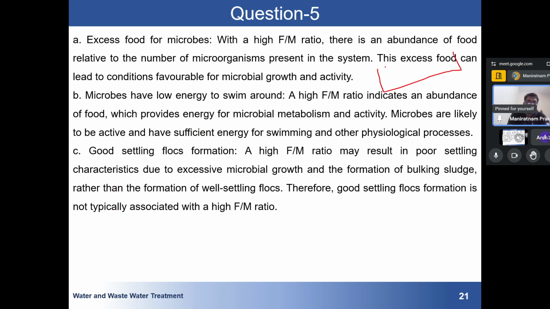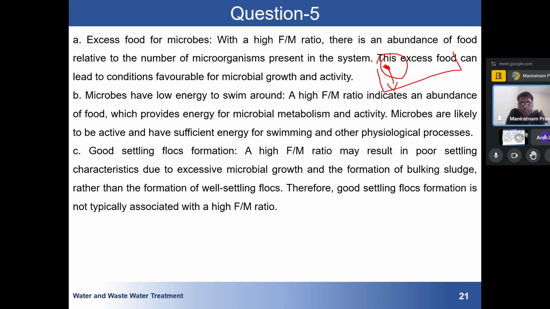My main target is to make the sludge settle. When these microbes degrade organic matter, they form some kind of flocs. Flocs means small particles. Now, what will happen when too much food is there? These flocs won't settle down.